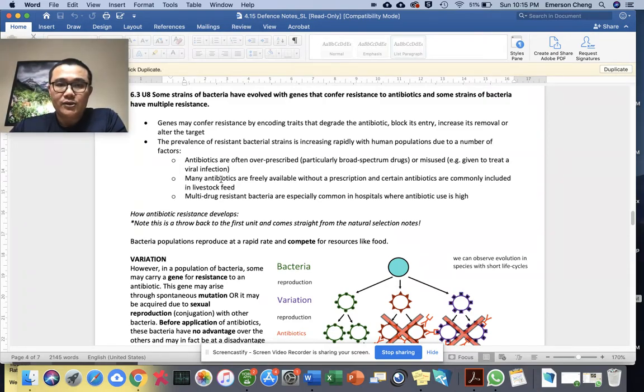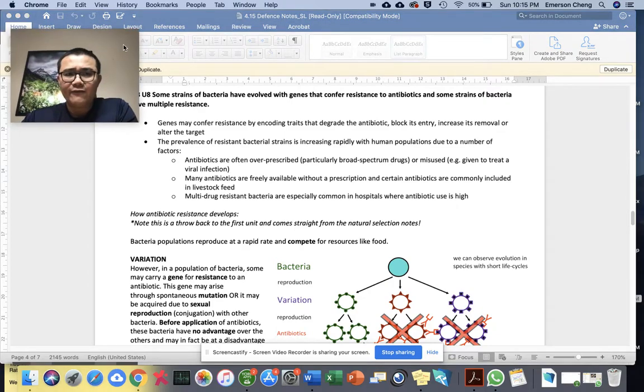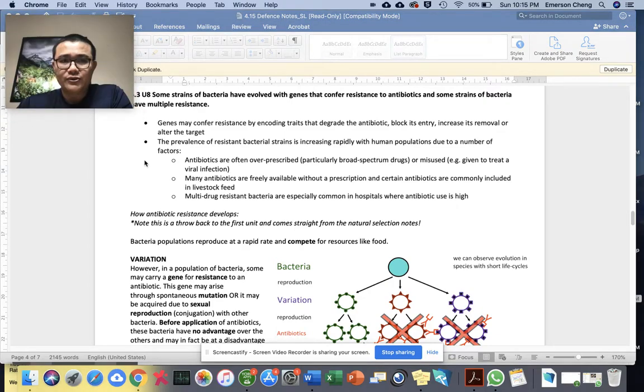So antibiotics are freely available without prescriptions or are included in livestock feed. That's a big, big problem. Multi-drug resistant bacteria are especially common in the hospital where antibiotic use is high. Yes, and I think I told you about this. A friend of mine a few years ago caught MRSA, a multi-resistant Staphylococcus aureus, in Hong Kong a few years ago.